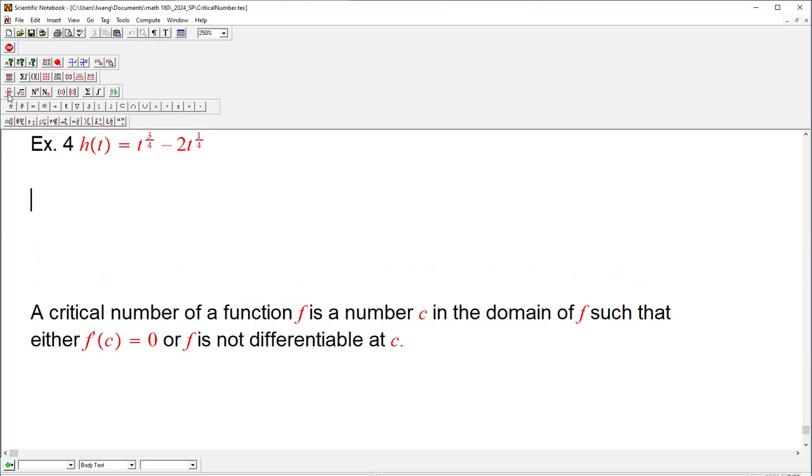Okay, domain. We first determine the domain for this function. This is basically a fourth root. The domain is t greater than or equal to 0. So that's the domain, right? You can take the fourth root of anything t greater than or equal to 0. And next, we're going to find the derivative of this function.